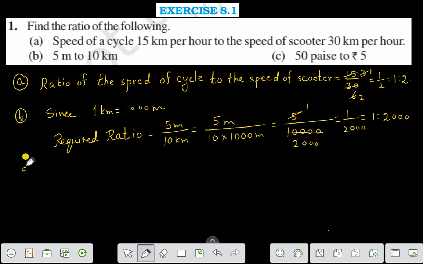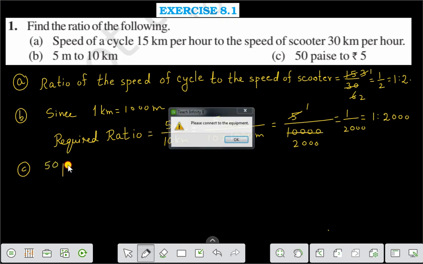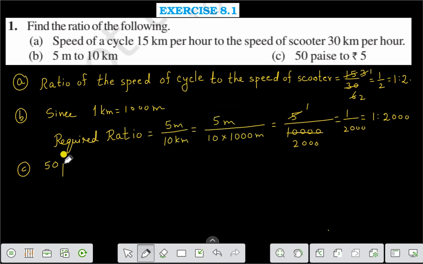Now question number C is 50 paise to rupees 5. We know that rupee 1 is equal to 100 paise.